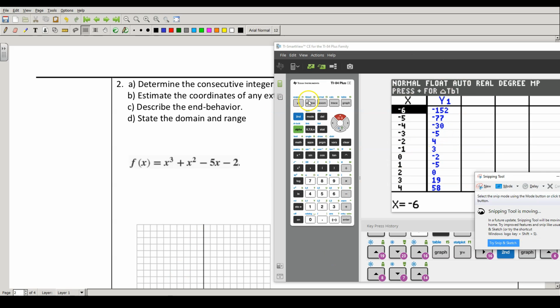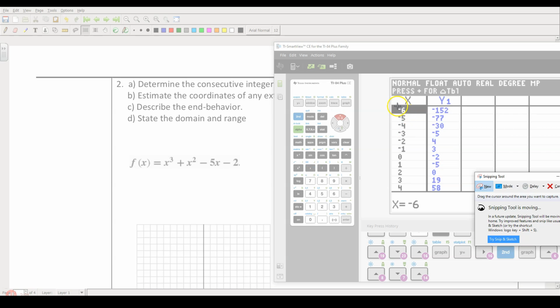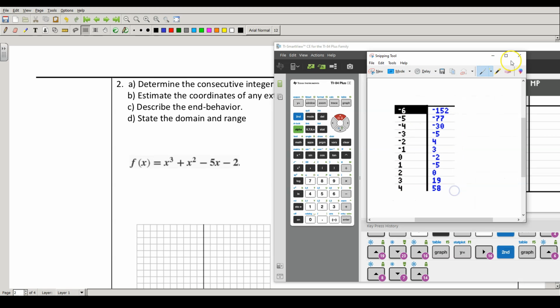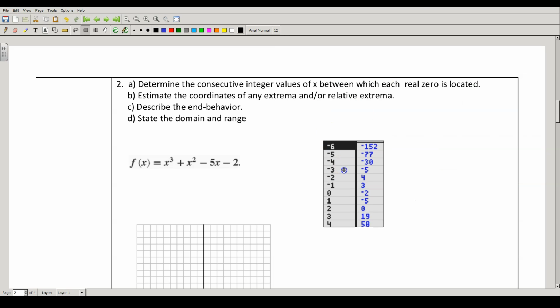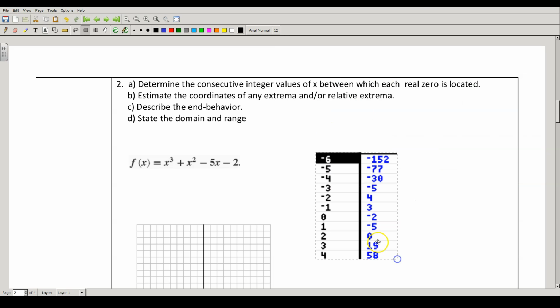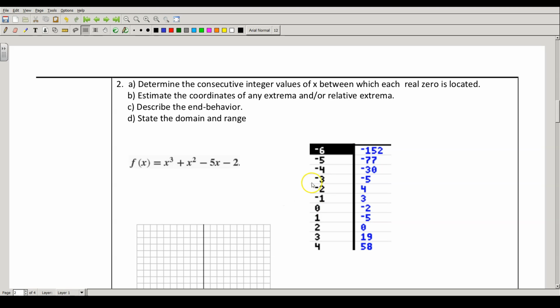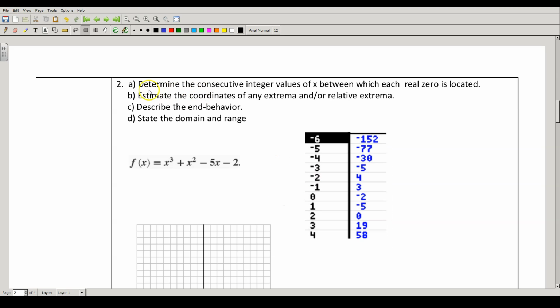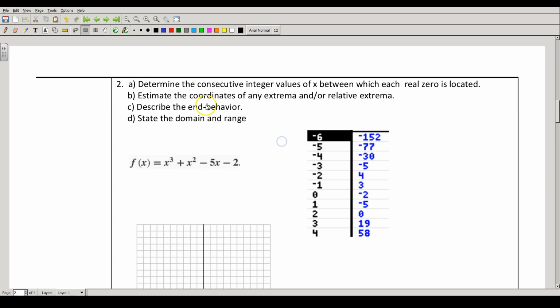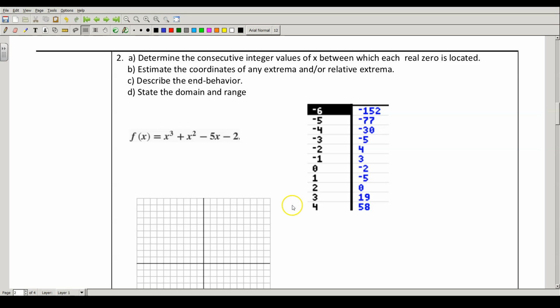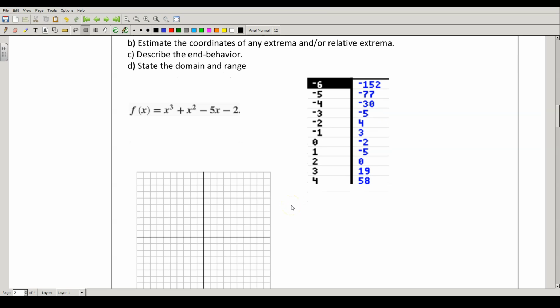So what I'm going to do is copy this x and y chart to the side. You guys can look at your calculator or you can just follow along on the screen too. And we're going to answer these questions. So the first part of this section says determine the consecutive integer values of x between which each real zero is located. We're trying to locate the zeros of the graph. We're trying to say when is the y value 0?